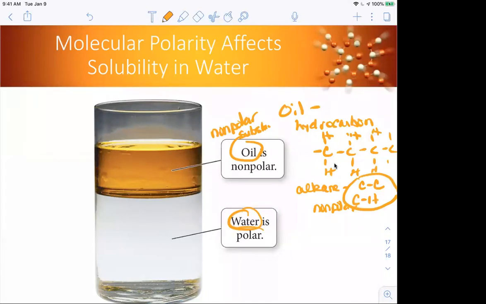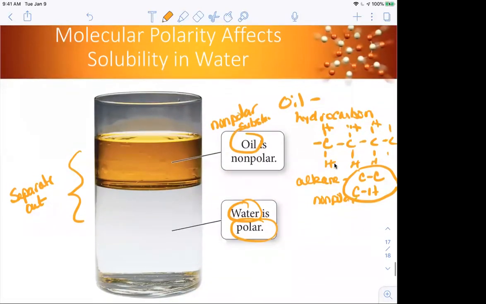We know water is polar, and you can see here that they separate out. And that's because the nonpolar substance is not going to dissolve in the unlike polar substance. Like dissolves like. Polar dissolves polar, nonpolar dissolves nonpolar. I can't really get something that's nonpolar to dissolve in something that's polar and vice versa. So again, we'll be talking about that more, but this is your introduction into molecular polarity.